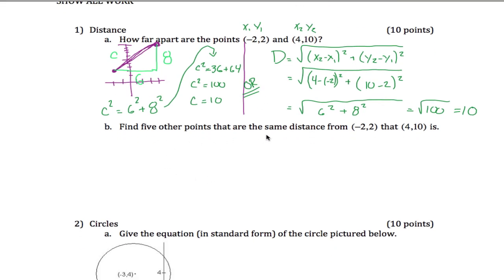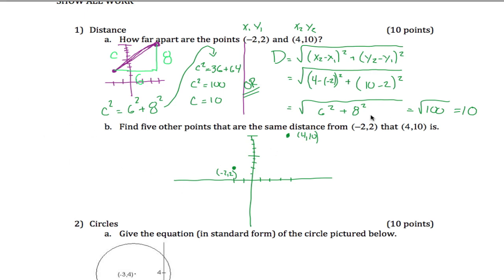Find 5 other points that are the same distance from this point that this guy is. Okay. Maybe a picture would help. -2, 2. Try to draw this a little neater than I did last time, is right here. And then 4, 10. 2, 3, 4, 5, 6, 7, 8, 9, 10 is up here. And I want to find points that are the same distance from this guy down here that this guy is.